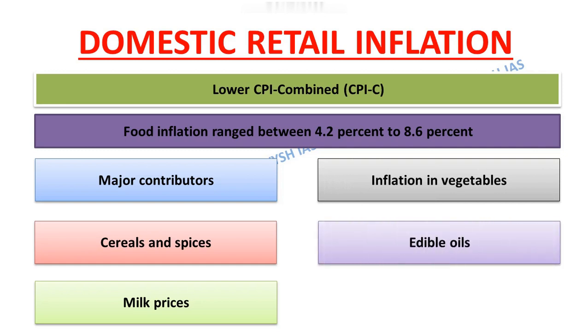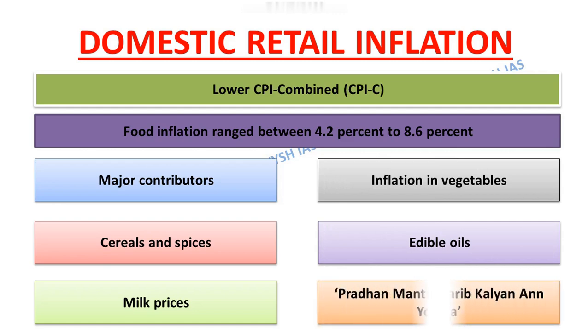International prices of edible oils surged in financial year 22 owing to a shortfall in global production and an increase in export tax levies by various countries. To insulate vulnerable sections from the rise in prices, the government launched Pradhan Mantri Garib Kalyan Ann Yojana on 1st January 2023 to provide free food grains to more than 80 crore beneficiaries.